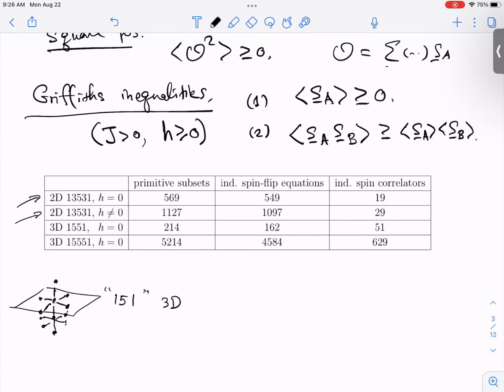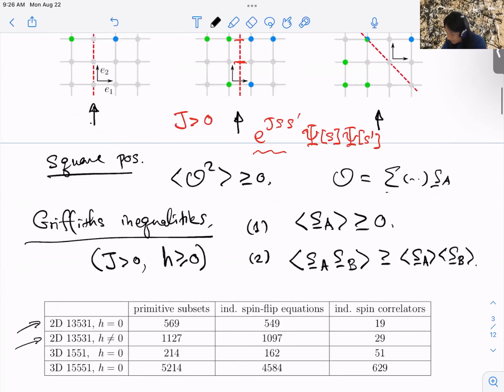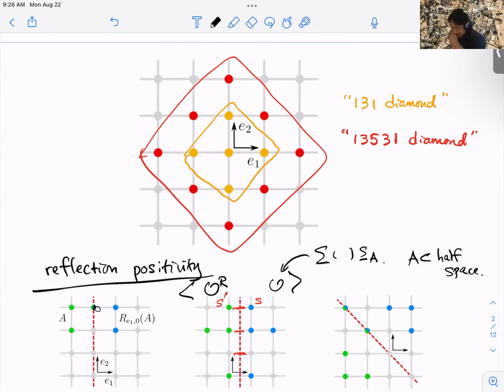One question. Yeah. So why do you like the diamonds as opposed to, let's say, just a cubic? The reason for this is that if I do a spin flip at, say, this point here, it's going to introduce spin insertions in its neighboring sites. So over here, here, here, and here.